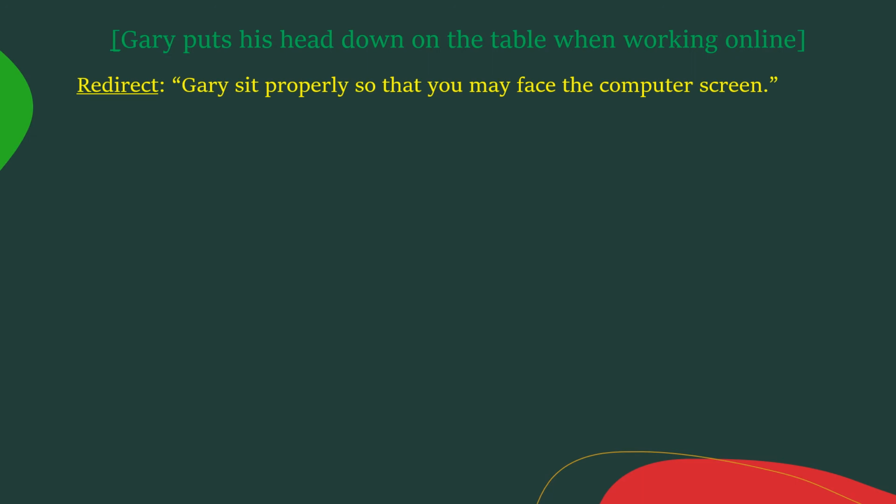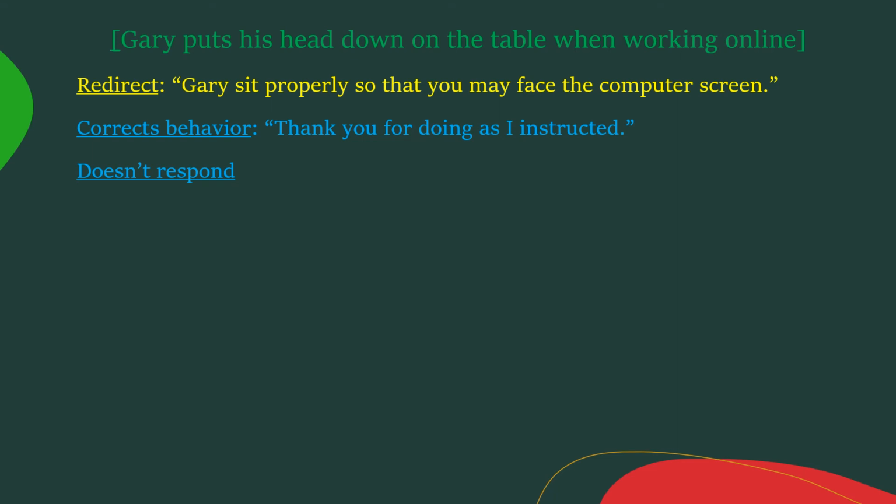So the behavior is Gary puts his head down on the table when working online. Right, so the first thing is, I'm going to redirect. Gary, sit properly so that you may face a computer screen. At that point, I've made it very clear what it is that I want him to do. If he corrects the behavior, I say, thank you for doing as I instructed. And we're good to go.